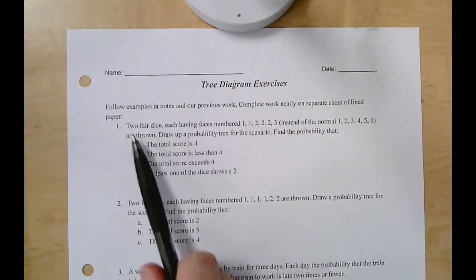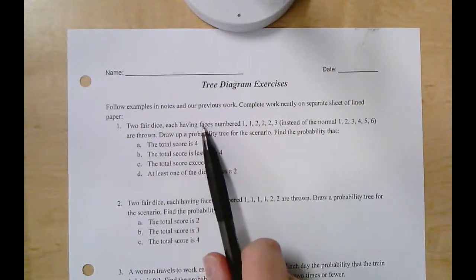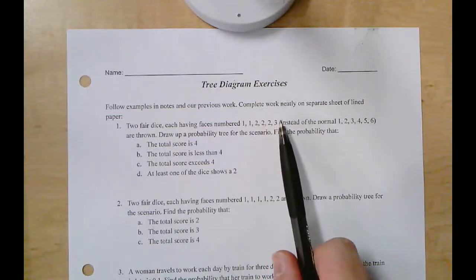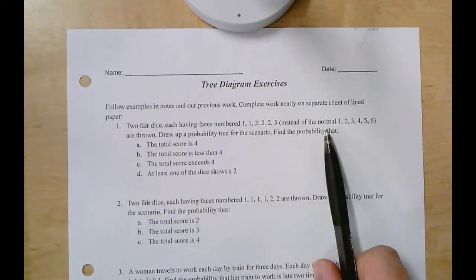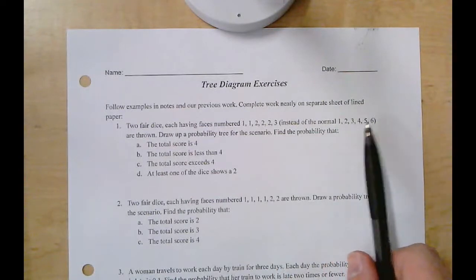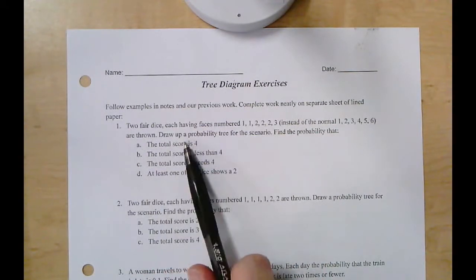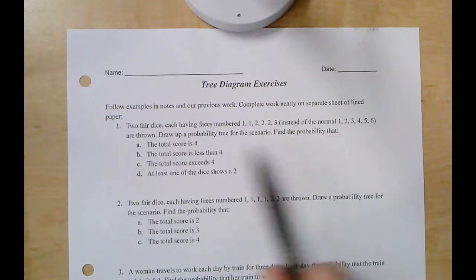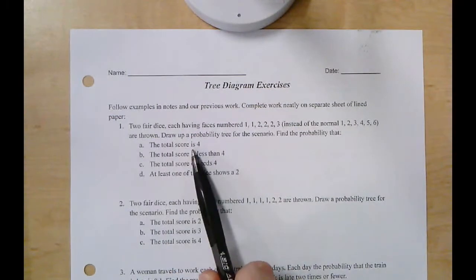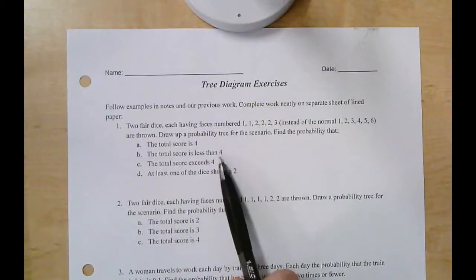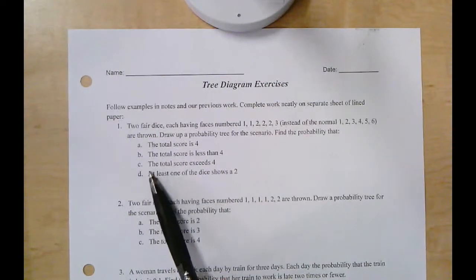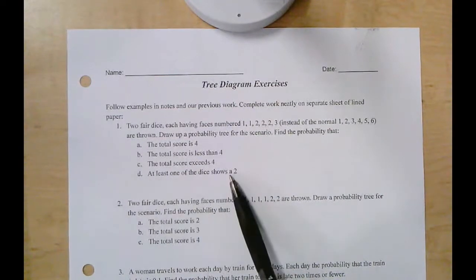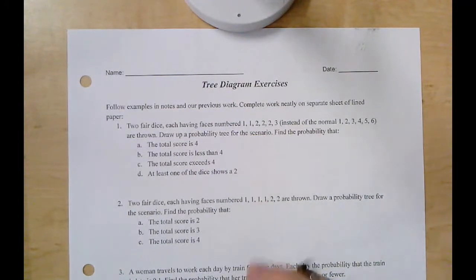Problem number 1 says 2 fair dice, each having faces numbered 1, 1, 2, 2, 2, and 3, instead of the normal 1, 2, 3, 4, 5, 6, are thrown. Draw up a probability tree for the scenario. Find the probability that the total score is 4. For part B, the total score is less than 4. Part C, the total score exceeds 4. And D, at least one of the dice shows a 2.